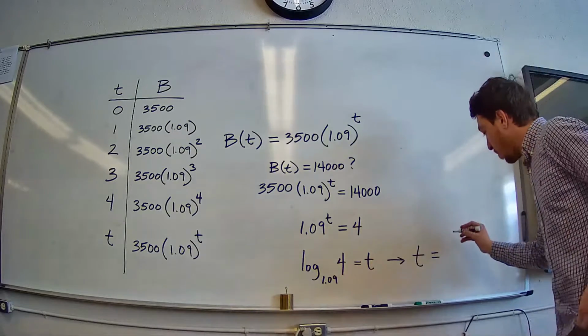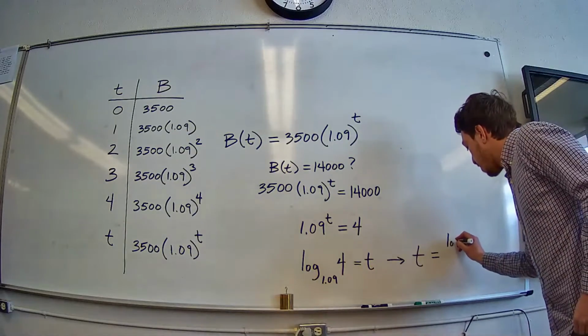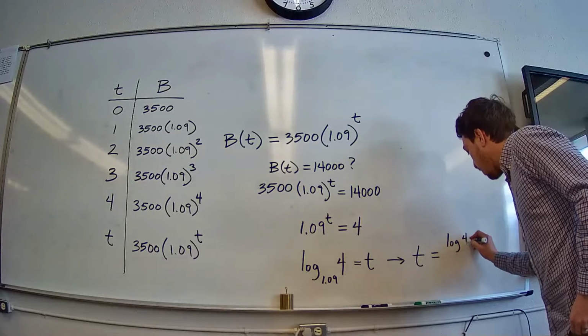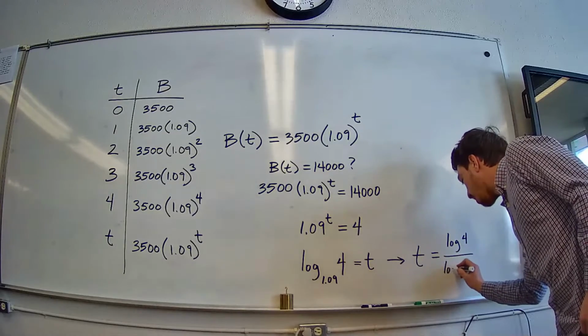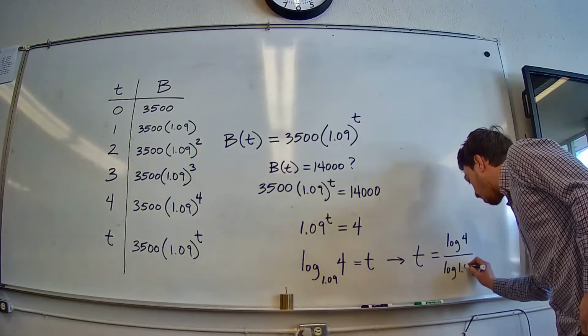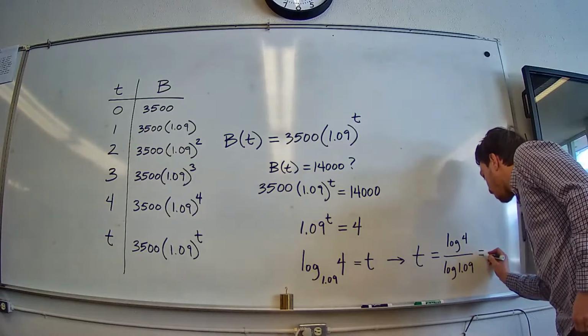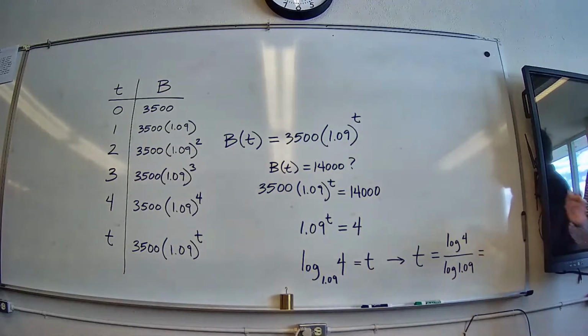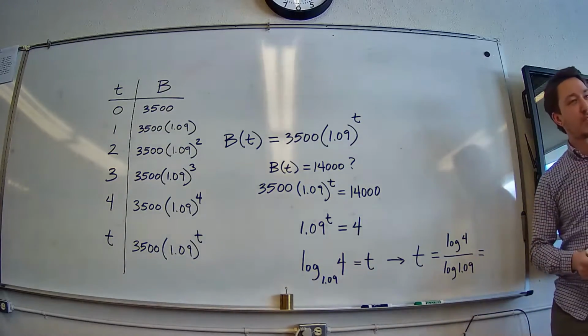So what you could do is log base 10 of 4 divided by log base 10 of 1.09. That's what I'm getting at. You could do the change of base. This is how I would have done it back in the golden age.